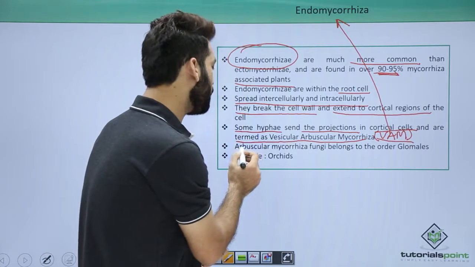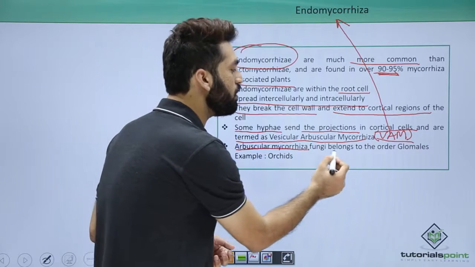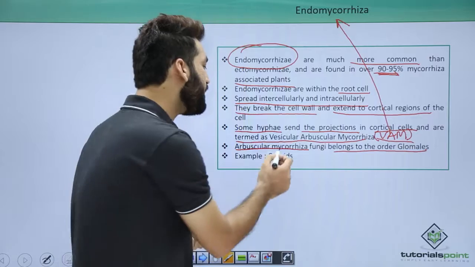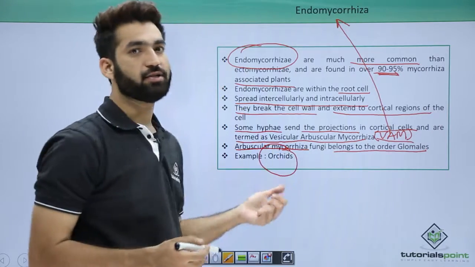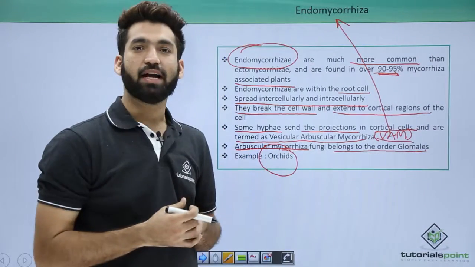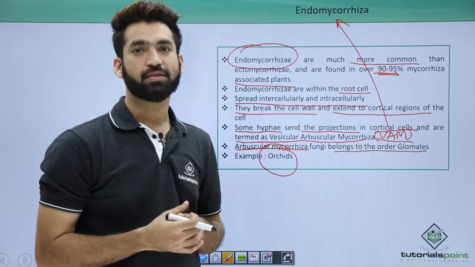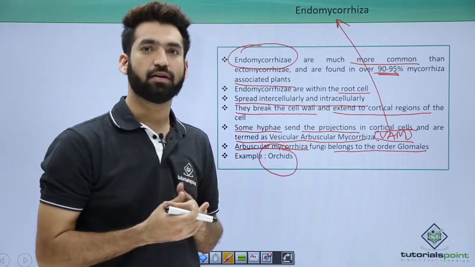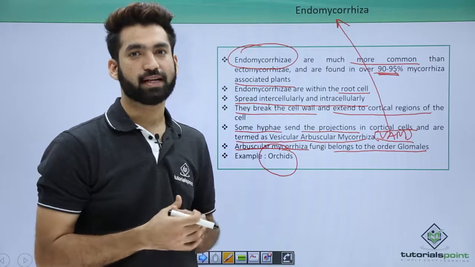Now this particular arbuscular mycorrhiza, they belong to the particular order which is called Glomales. One important example of endomycorrhiza is orchid. Now this is written everywhere that orchids seldom survive without mycorrhiza association. They will have the fungus root association and then only they can survive.